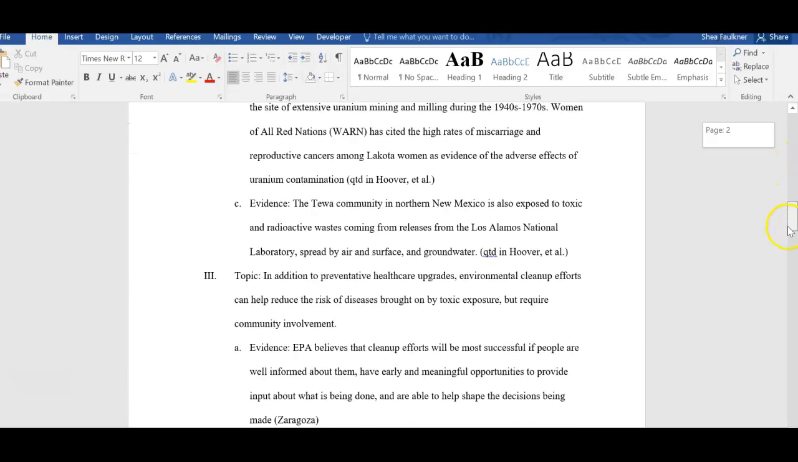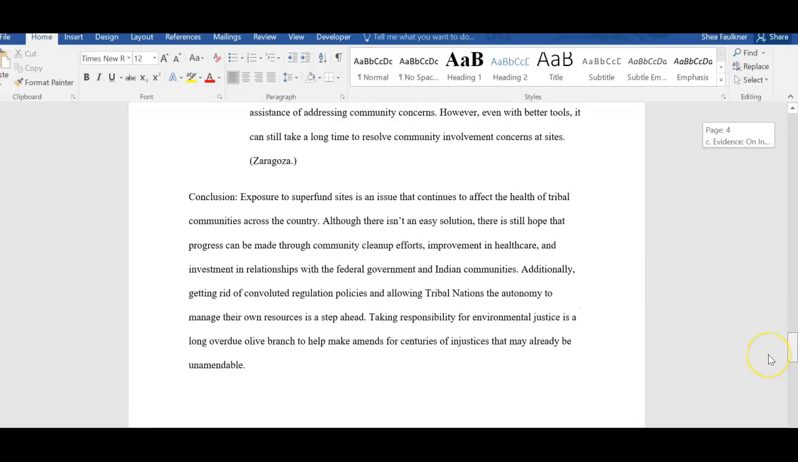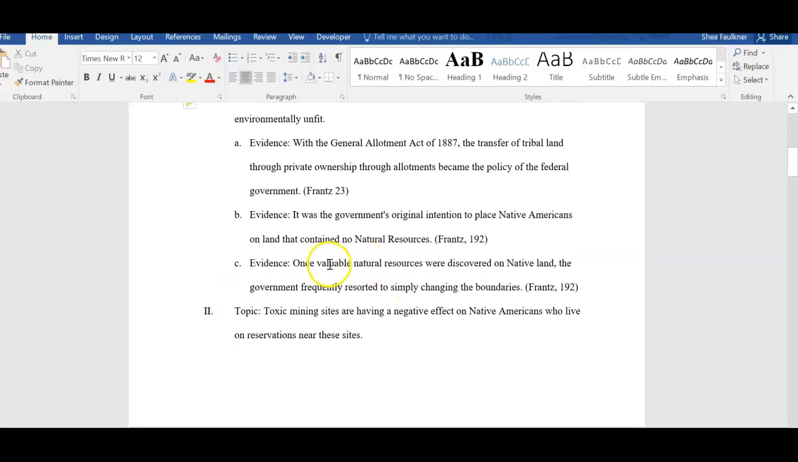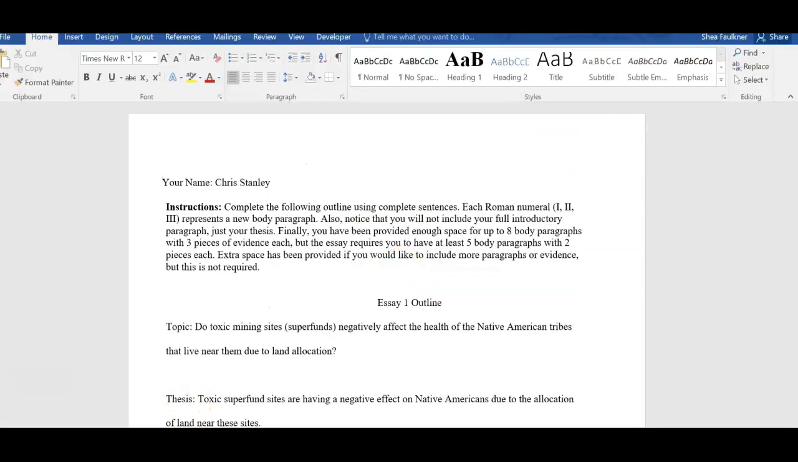Something to note, he has 1, 2, 3, 4, 5, 6. He has 6 body paragraphs plus an intro and conclusion. You're only required 7, but you can have as many as 9. So he kind of split the middle and went with 8 on this, and that works out just fine. Just be mindful that you are required at least 5 body paragraphs with 2 pieces of evidence each. I've given you space for 3, but you don't need 3 per paragraph. You only need 2 per paragraph.